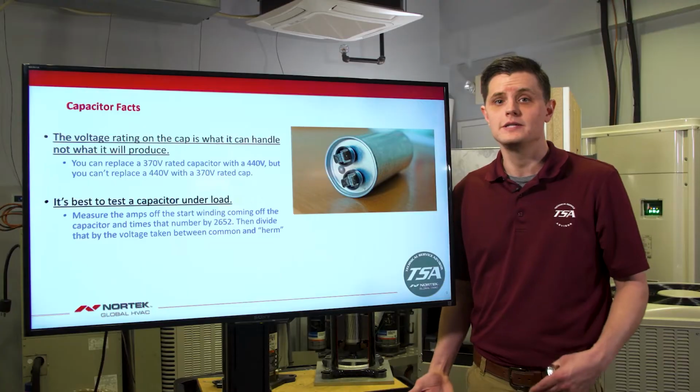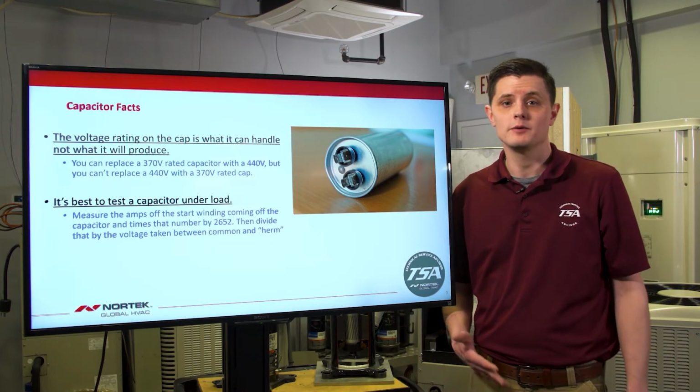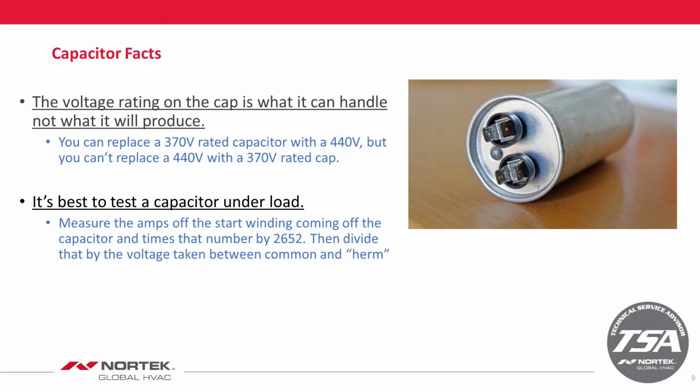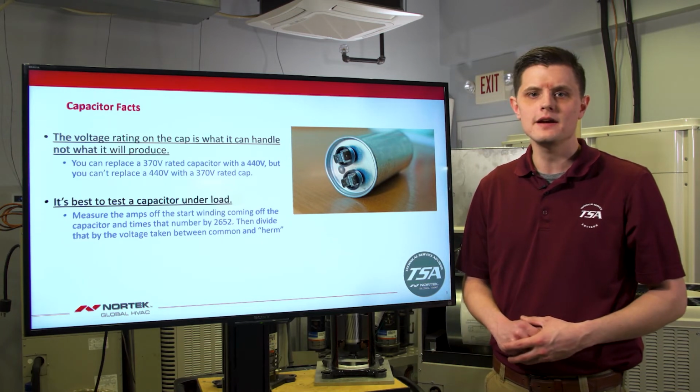Basically, you can't go down in voltage, but you can go up. So that's the other thing: if you're replacing a capacitor and you're not sure which one to use, if you have a 440 volt capacitor, you can't go down to a 370, but if it's the other way around, you can. And the last thing that we're going to look at is testing a capacitor.